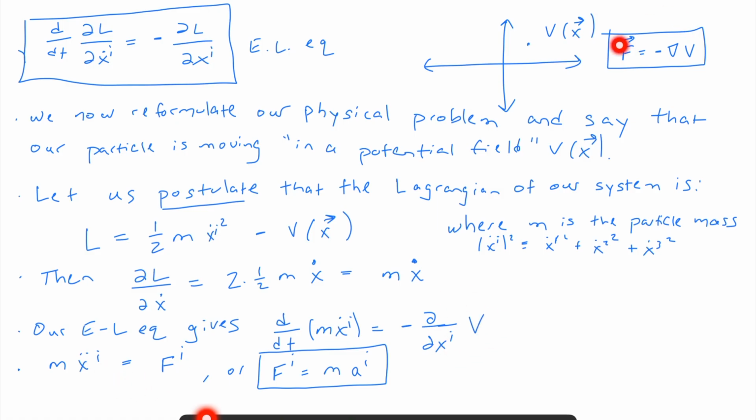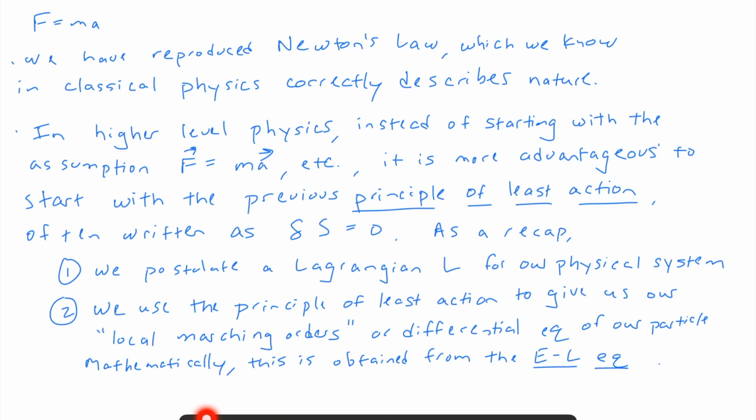But if you remember, F equals minus the gradient of V, which is this formula over here. So this whole thing is really nothing but F. So we have Newton's famous equation, F equals ma. So this Lagrangian formalism, which is a more powerful way of stating the laws of physics, does reproduce Newton's law of F equals ma. This just shows you that it is consistent with our intuitive initial feel for F equals ma that we learned. So we've reproduced Newton's laws, which we know in classical physics correctly describe nature.